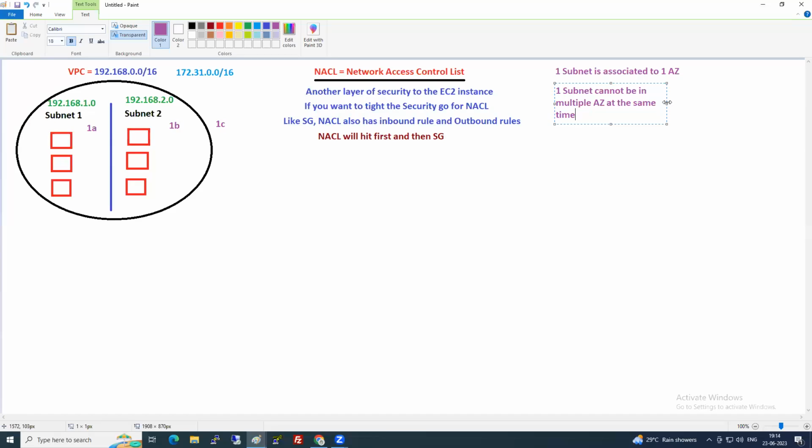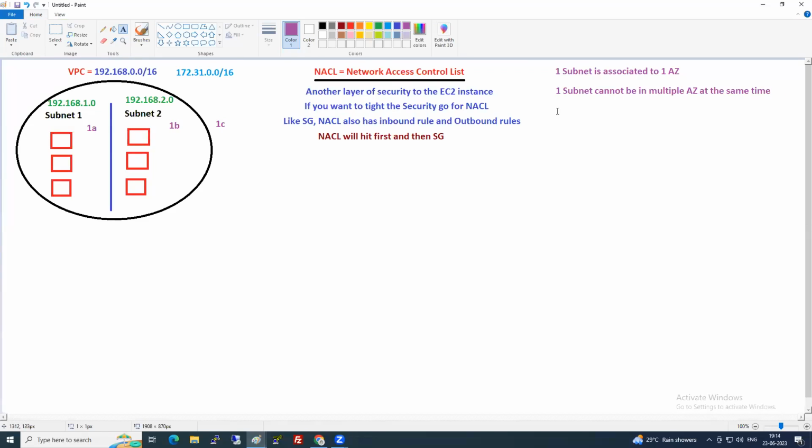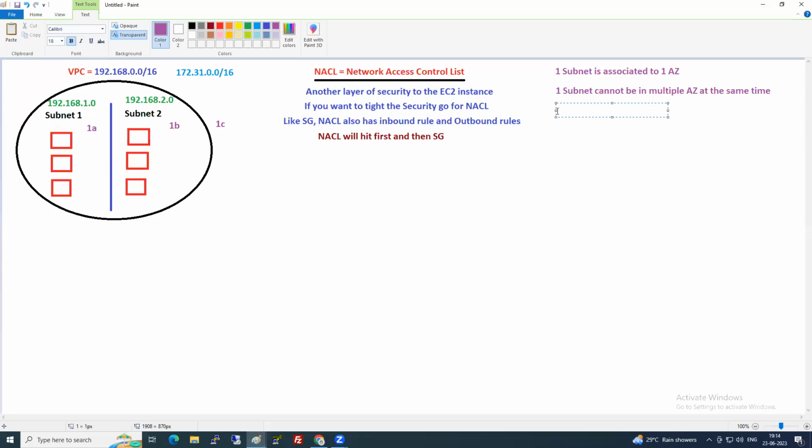Okay, now another certification question. One availability zone can have multiple subnets? Yes. Subnet 1 is in which availability zone? 1A. Subnet 2 is in which availability zone? Subnet 3? Subnet 4 will be in which availability zone? 1A. That means one availability zone can have subnet 1 and 4. So one availability zone can have multiple subnets. Certification question.